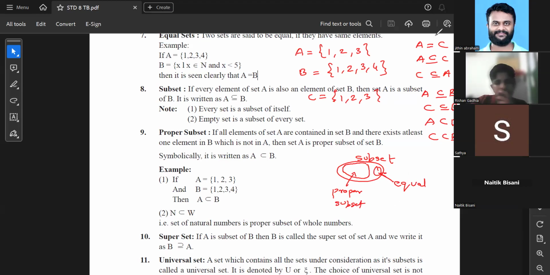So if A is equal to C, which means A is also a subset of C. Equal comes under subset. So if any pair is equal, then that pair can be a subset also. At the same time, if any pair is a proper subset, then that pair can be a subset also. For example, A is a proper subset of B, therefore A is a subset of B also. If C is a proper subset of B, then C is a subset of B also. So if any of these are achieved, then subset is also achieved by default.